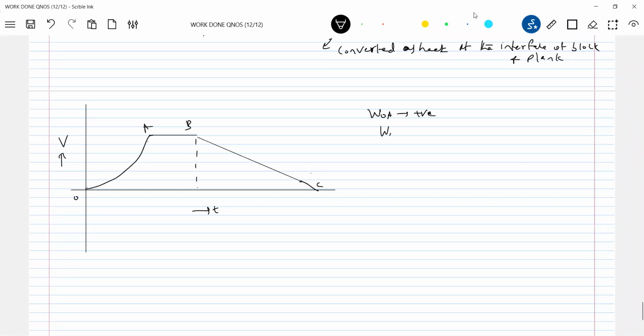What about AB? Speed constant, kinetic energy constant, so it will be 0. What about BC? Net work done will be negative. That's why speed is decreasing. So speed increases, net work done positive, but of the forces acting, few will be doing positive work, few negative work, net will be positive.